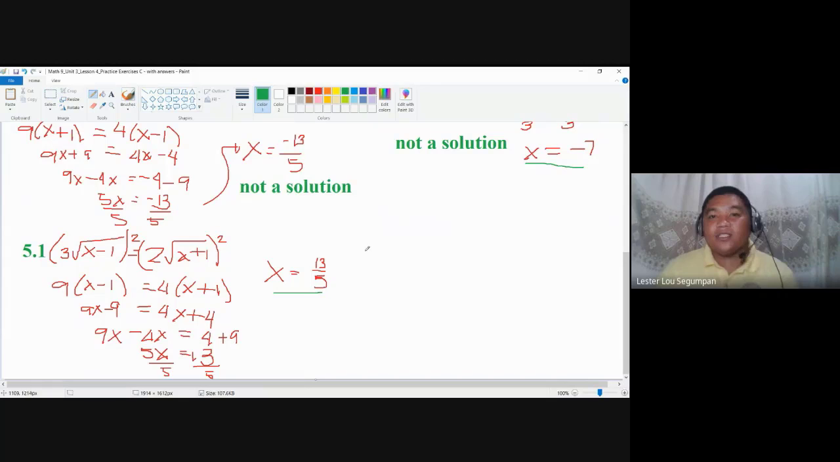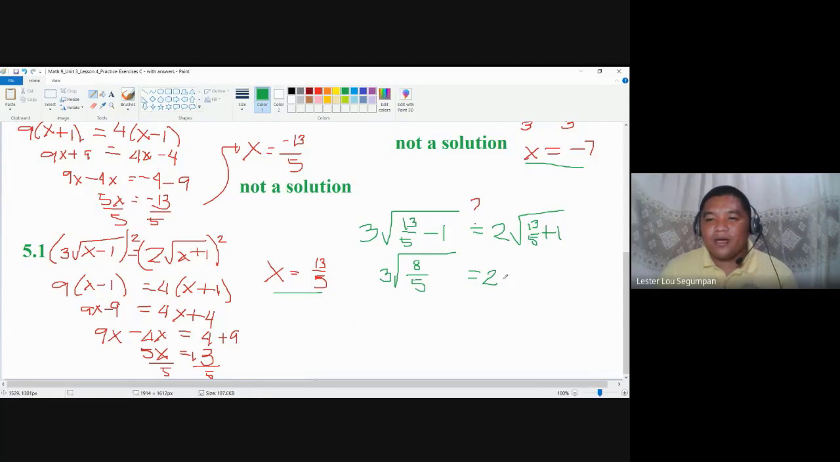So to do that, let's do a checking. Just going to illustrate this one. So here we have 3 times the square root of 13 fifths minus 1 must be equal to 2 times the square root of 13 fifths plus 1. We have here a question mark because we're not sure if it's true. This becomes 3 times the square root of 8 fifths is equal to 2 times the square root of 18 fifths.